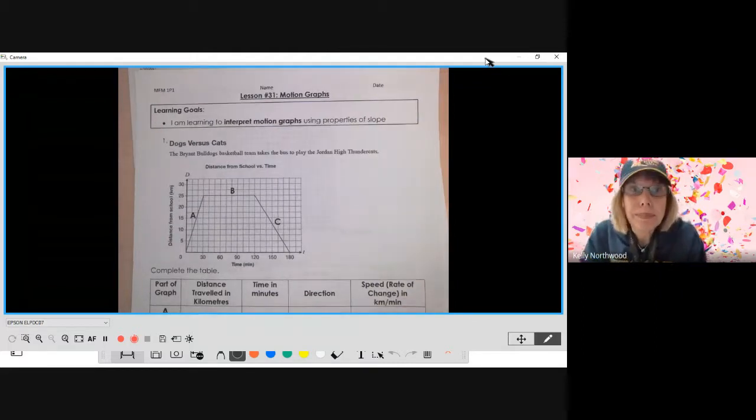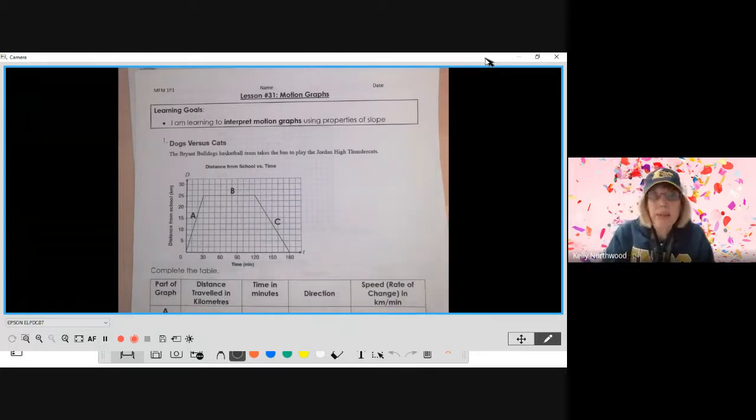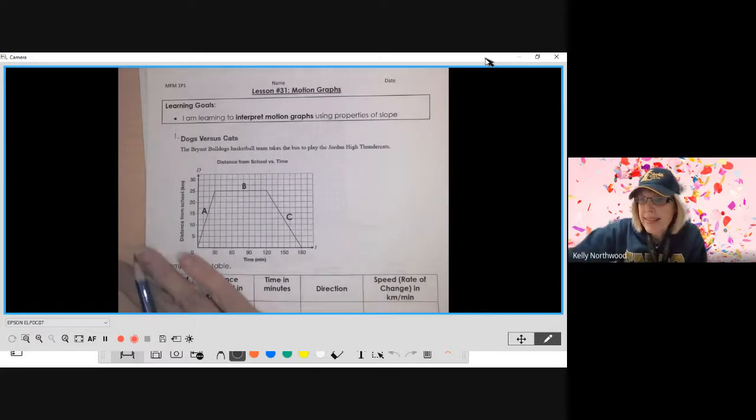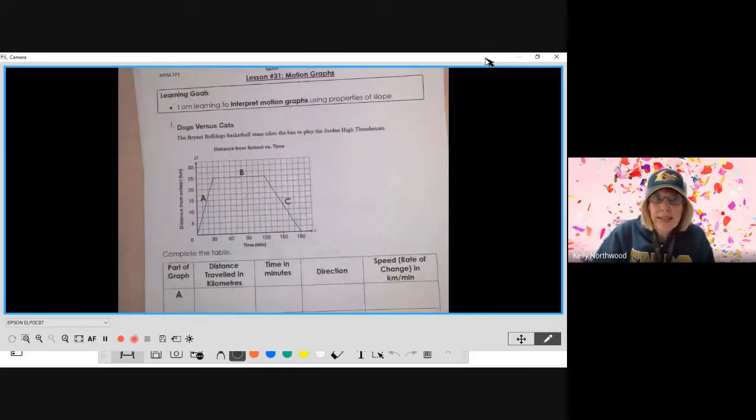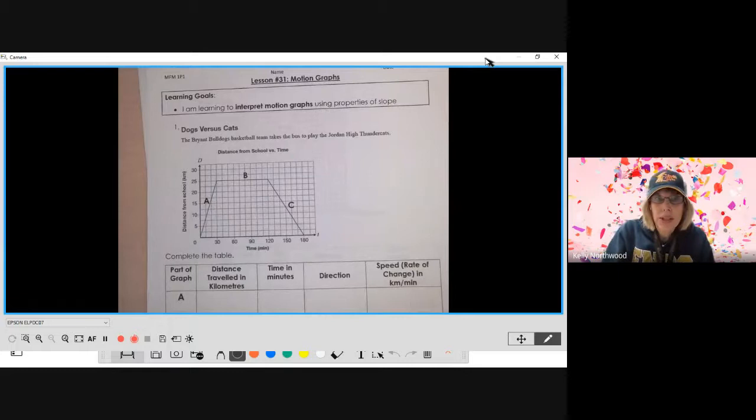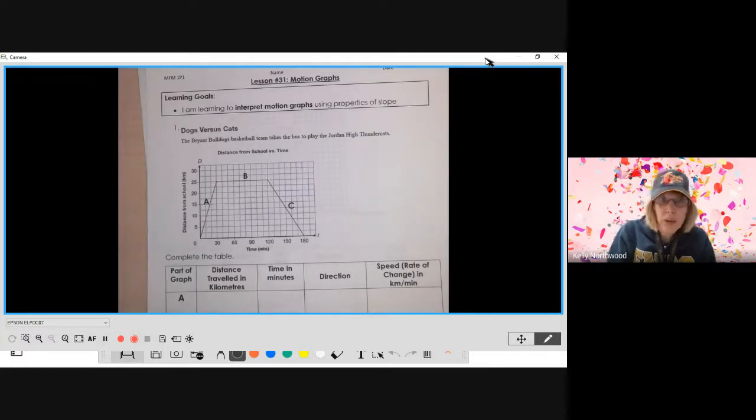All right, so our last lesson, lesson 31, is on motion graphs, and we're learning to interpret motion graphs using properties of slope, okay? So these are common EQAO questions. There's usually always one on every EQAO test, and they're pretty straightforward. We'll go through a bunch of examples together. We're going to do the whole lesson now, and then you'll do the whole practice, and then we'll be done. Well, you'll have your one little assignment to do at the end.